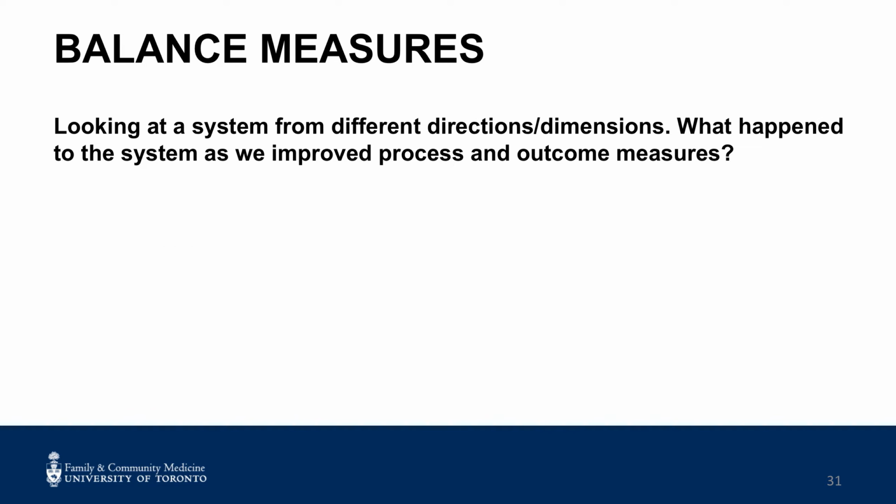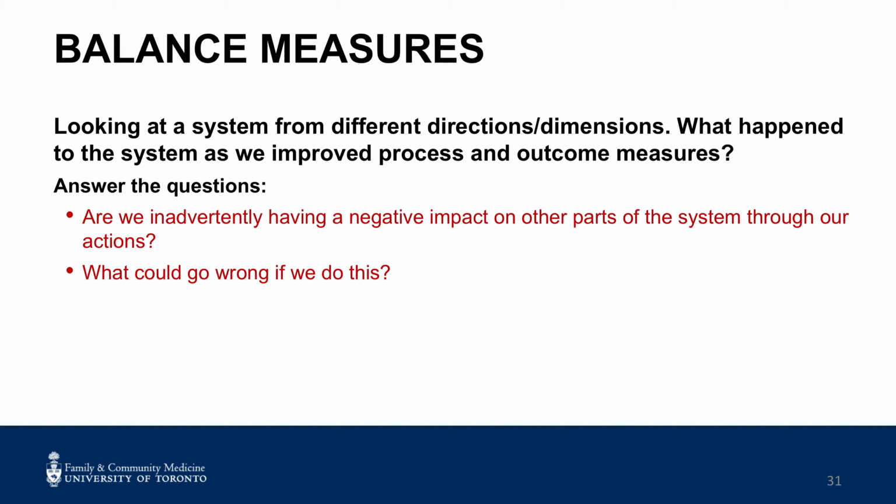Balance measures help ensure that improvement in one part of a process doesn't impact, negatively or positively, something else. They ask if we are inadvertently having a negative impact on other parts of the system, or what could go wrong if we do this. A common balance measure in healthcare QI relates to the impact on a team member of a particular change. For example, if I am able to improve access to a primary care provider, is there a negative impact on the staff workload or a positive impact on no-show rates?